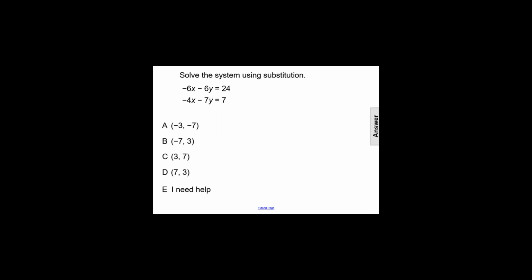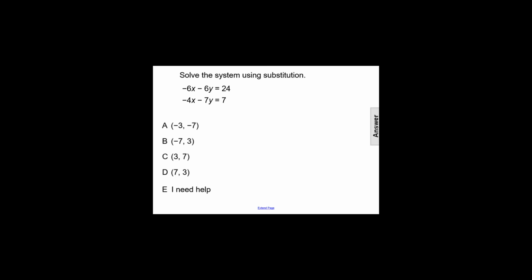Solve the system using substitution. The system is negative 6x minus 6y equals 24 and negative 4x minus 7y equals 7. The first thing we need to do to solve the system using substitution is take one of the equations and solve for one of the variables.